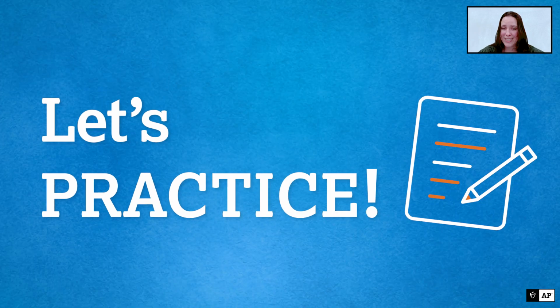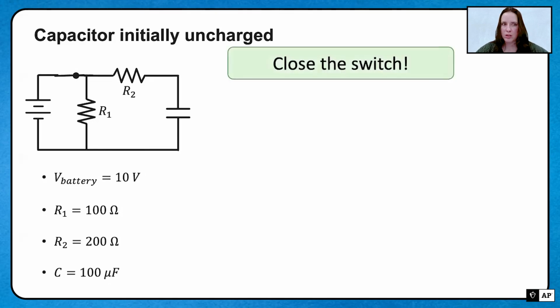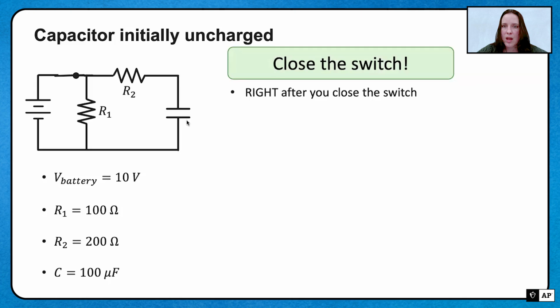Let's practice. Okay, so let's throw an extra resistor into this example. We're going to add an extra little resistor right here and see how that changes things. Right now we're initially uncharged, so I'm going to close my switch. The second I close that switch, my capacitor is empty. It's like, give me your charges. Let's go. I'm hungry. So our capacitor acts like a wire.